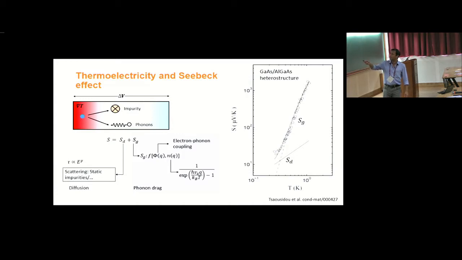This leads to a very strong and fast increase in thermopower as a function of temperature. If you see gallium arsenide and aluminum gallium arsenide kind of semiconductor structure, the electron and phonon couplings are so strong that the phonon drag effect usually dominates over the diffusion thermopower at most measurable temperatures above a Kelvin or a few hundred millikelvins and so forth.